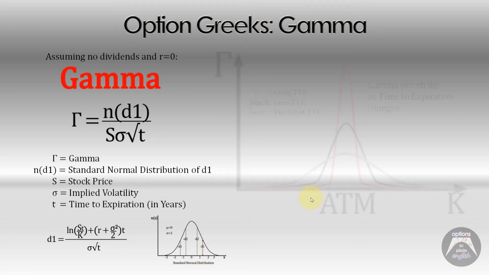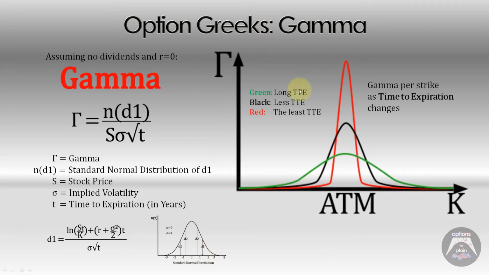Now we're going to analyze gamma. This is no longer delta, this is gamma, and this is how this is going to affect delta as time passes. So gamma, this is gamma per strike. This is the at the money. This axis is the strike price. This is gamma per strike as the time to expiration changes.